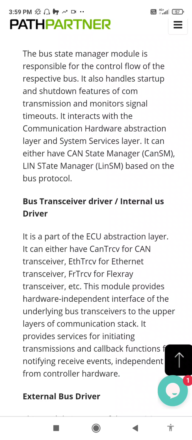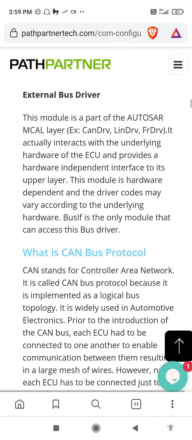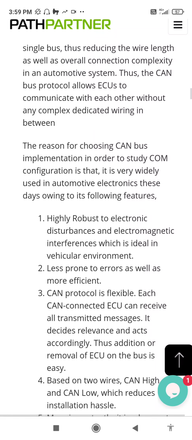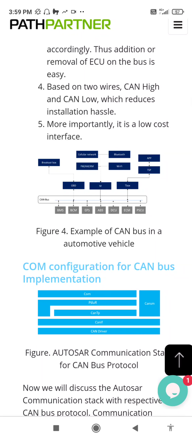External Bus Driver. This module is a part of the AUTOSAR MCAL layer, CAN driver, LIN driver, FR driver. It actually interacts with the underlying hardware of the ECU and provides a hardware-independent interface to its upper layer. This module is hardware dependent and the driver codes may vary according to the underlying hardware. BUSIF is the only module that can access this bus driver.